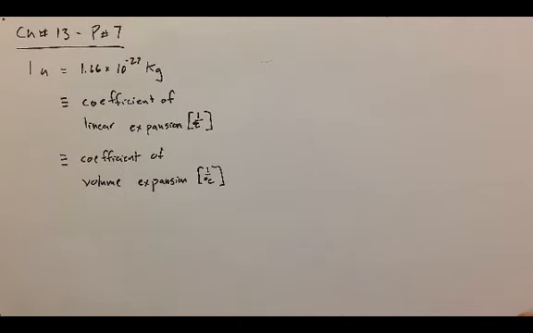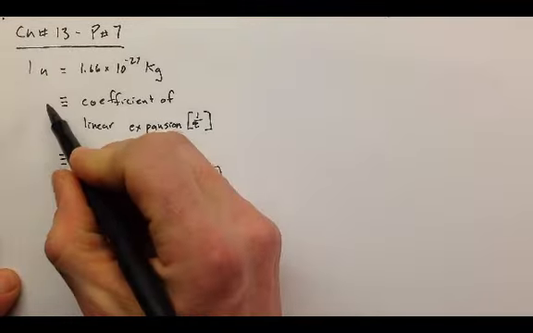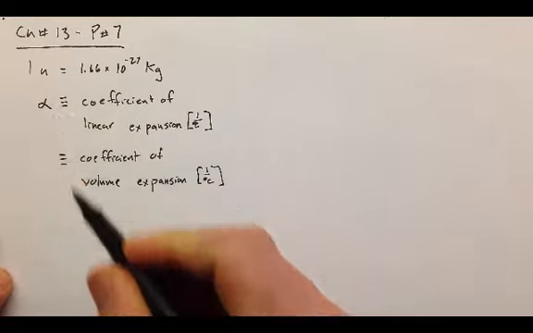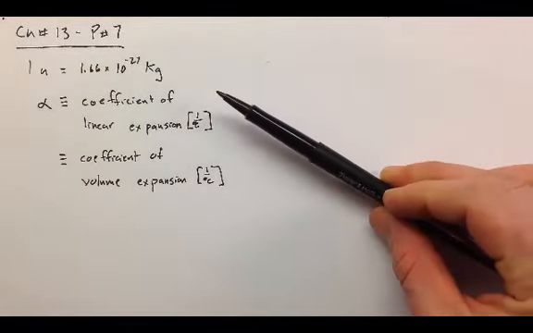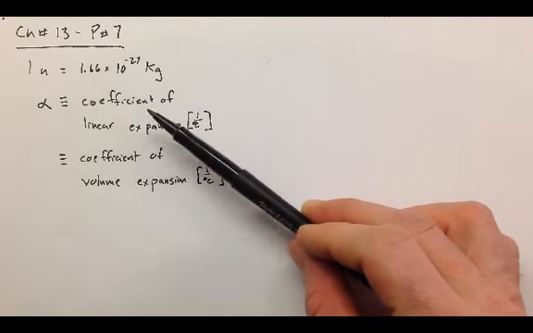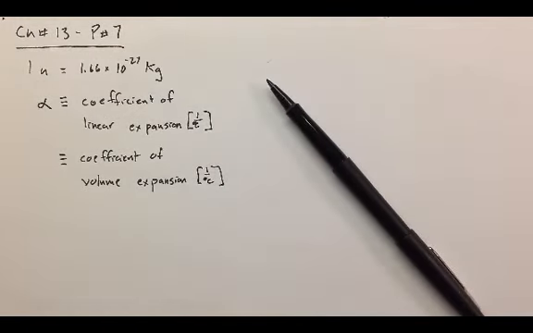Today we're going to talk about how things expand when they heat up. Talking about Chapter 13, problem number 7. So things, when they heat up, they expand. And certain things expand more than other things. So physicists give alpha the term coefficient of linear expansion. And there's a table in your book that lists alphas for a number of different substances.